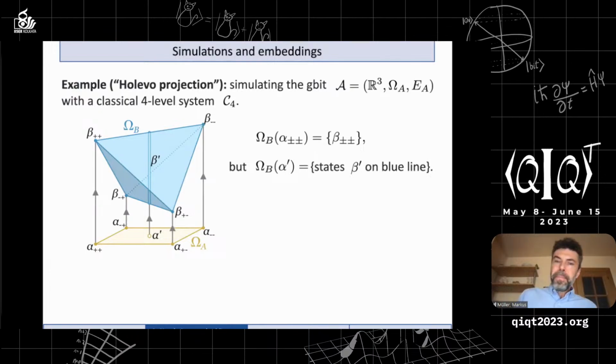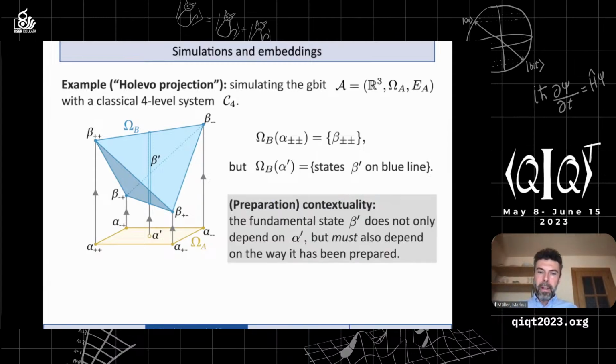So why is that? Well, think of preparing alpha prime in the center of the square by preparing two of the diagonal states, maybe alpha plus plus and alpha minus minus, 50-50 mixture. If you do this procedure, then on the classical level, you get a 50-50 mixture of beta plus plus and beta minus minus. So you end up on top of that tetrahedron. But if on the square you prepare it differently, say it's a 50-50 mixture of alpha minus plus and plus minus on the other diagonals, then on the classical level, you end up with a very different description where you end up at the bottom of the tetrahedron, somewhere else on this blue line, right? So this is a notion of preparation contextuality.